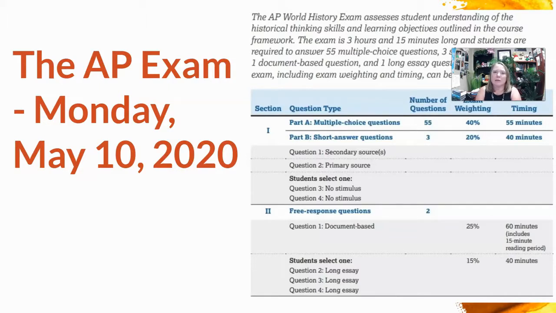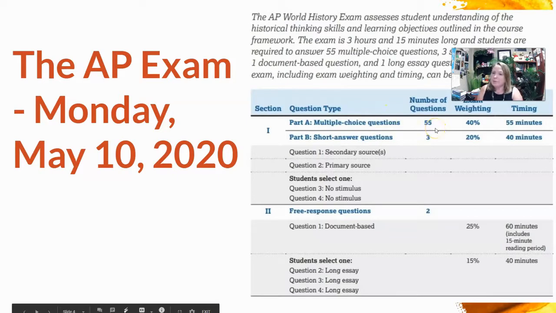It is a very long exam, 3 hours and 15 minutes, and as of right now, there are no plans to change that for next year because of the pandemic. I mean, last year we had a modified exam that was only one essay in 45 minutes, but there are no plans to change it for this coming year. So this is what their exam will look like.